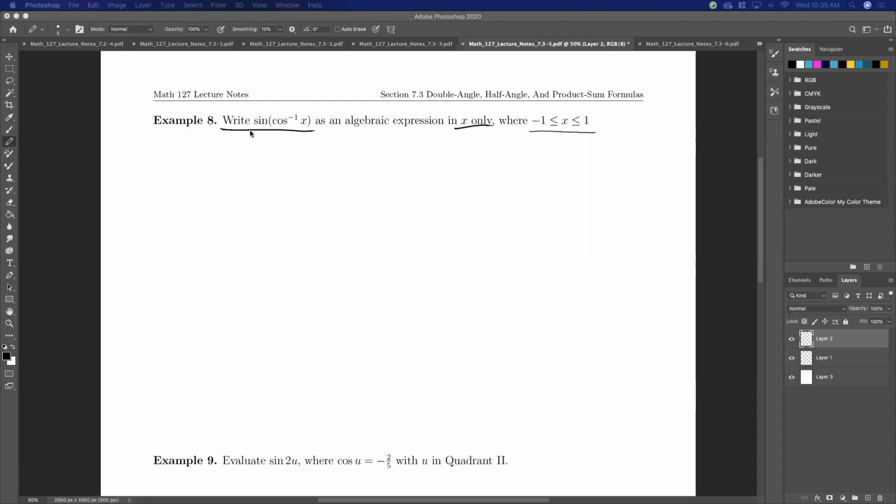All right, so here I'm going to write this in an expression of x only, where this is from that. All right, so let's crunch through this. So let's start with the inverse cosine of x.